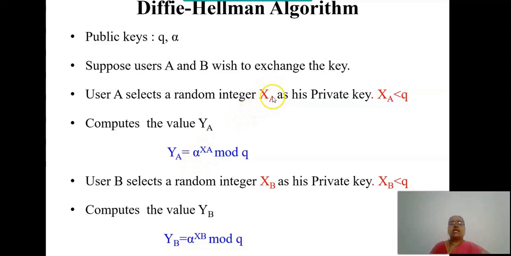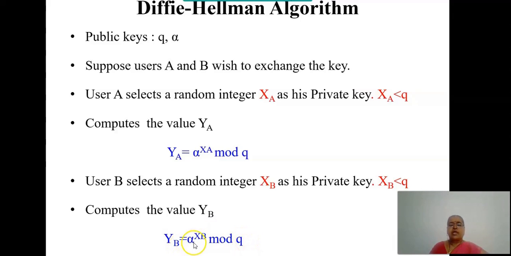Using that, he will find one integer ya by using this formula: ya is equal to alpha power xa mod q. xa is the secret value of user A. Similarly, user B selects another random integer xb, which is also less than the prime number q, and he calculates another value yb is equal to alpha power xb mod q.